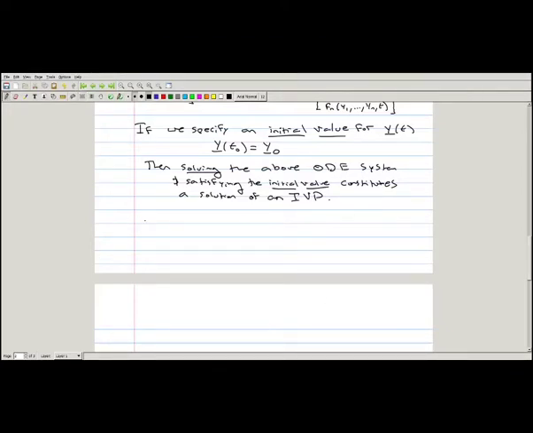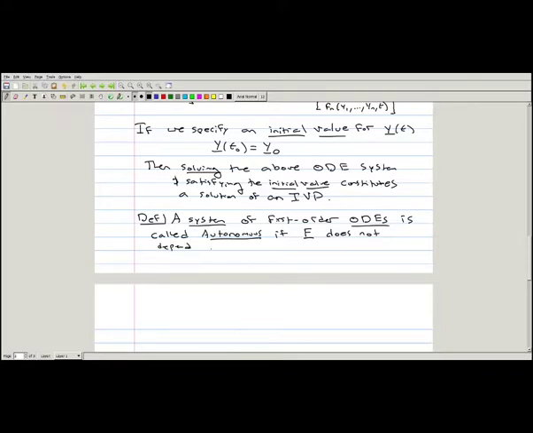One definition that I want to make is that a system of first order ordinary differential equations is called autonomous if the forcing functions, it's sometimes called, or I shouldn't say forcing function, the right hand side or f function does not depend explicitly on t.